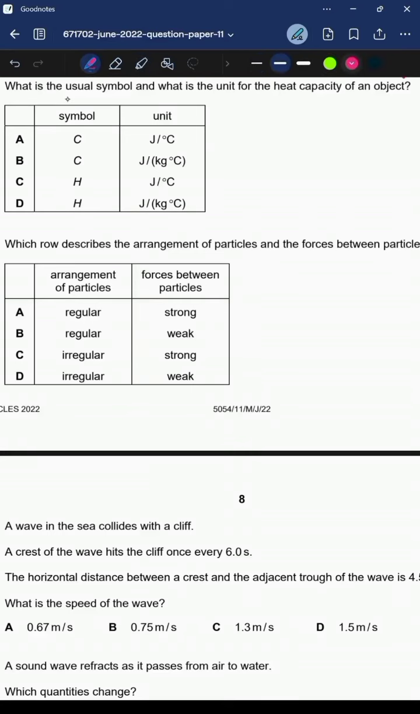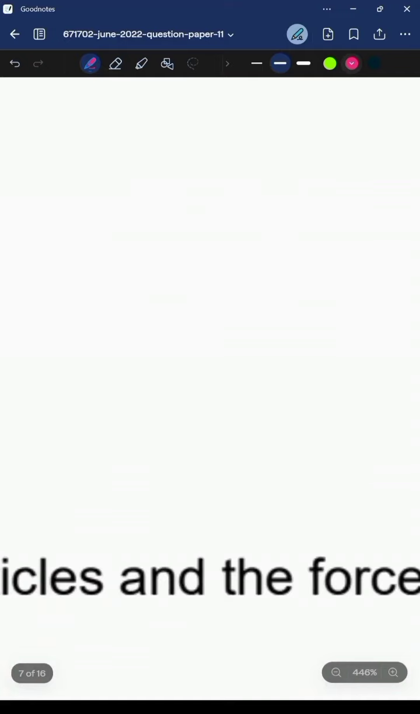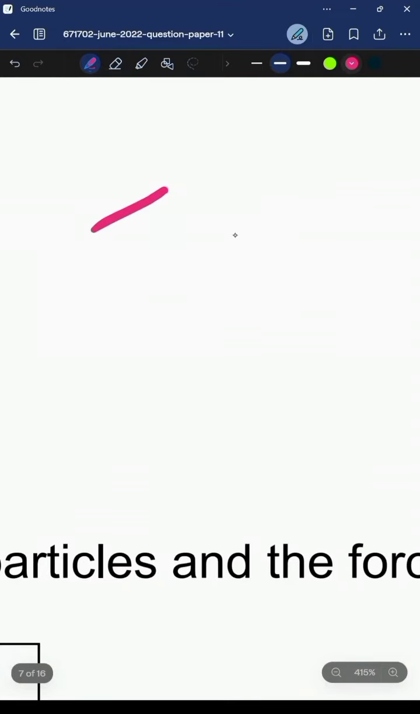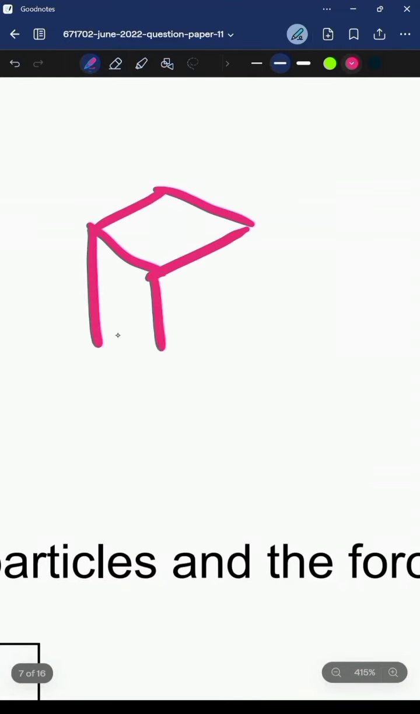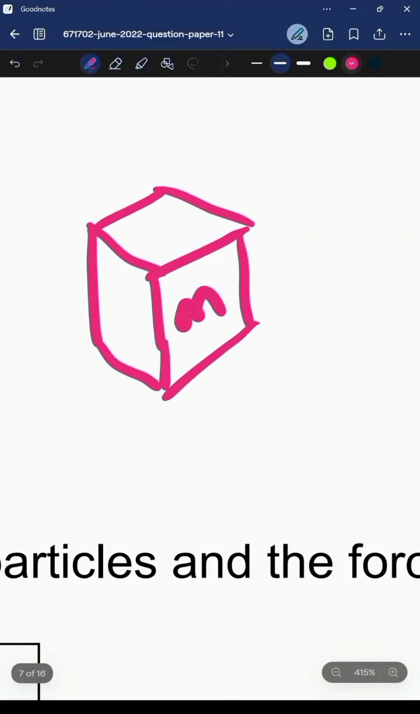What is the most usual symbol and what is the unit for the heat capacity of an object? Let's first understand what is heat capacity. For example, imagine there is a block of mass m. There's a block of mass m, and you're heating it with some flame beneath this.